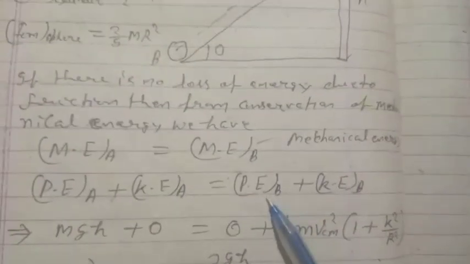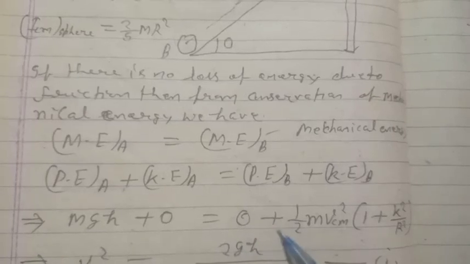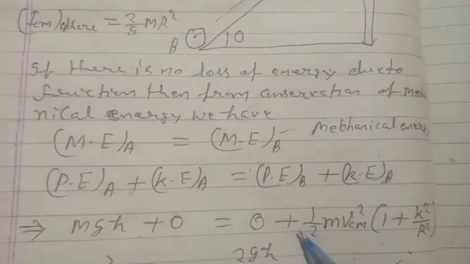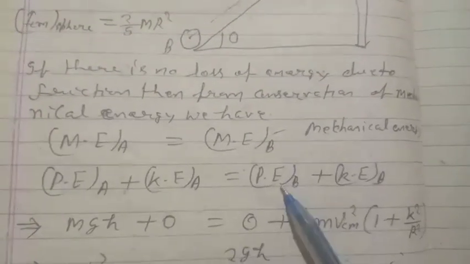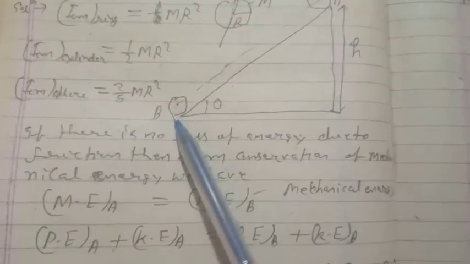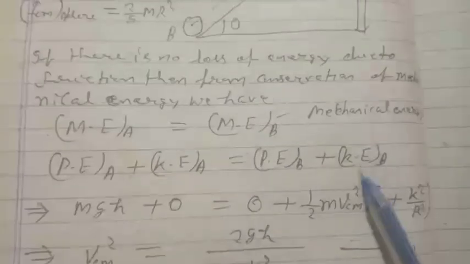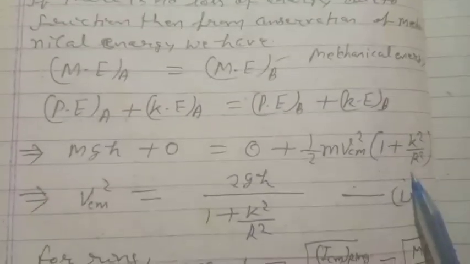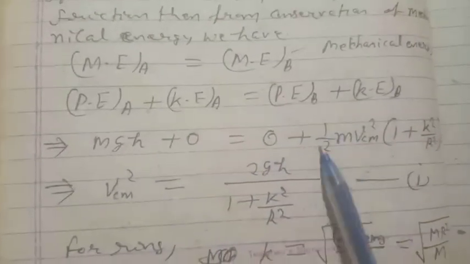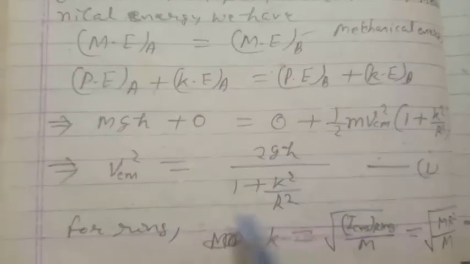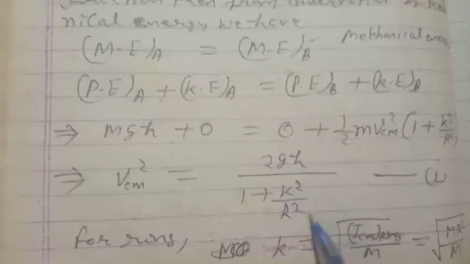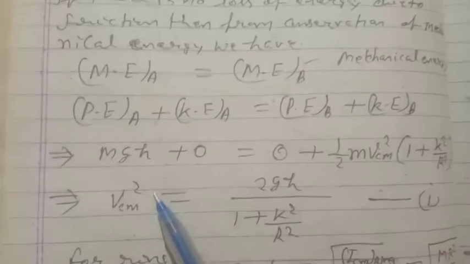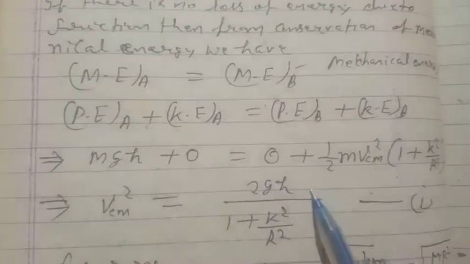And at point B, potential energy will be 0 because height is 0. So 0 plus kinetic energy, given by the previous formula, 1 by 2 m vcm square into 1 plus k square by r square. From this formula we get vcm square equals 2gh by 1 plus k square by r square. From this formula we see that the velocity of the center of mass does not depend on the mass of the body.